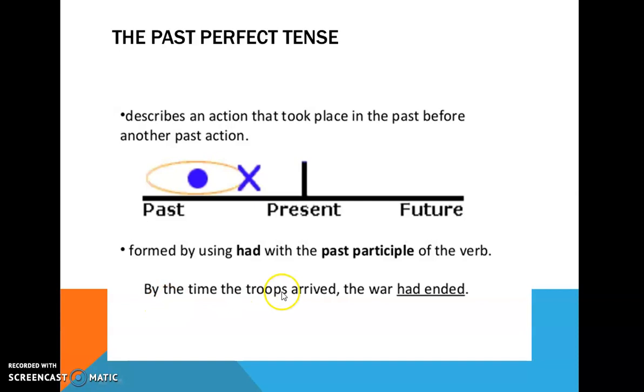By the time the troops arrived, the war had ended. It's important to know that we are going to use the past simple to express the action that happened later and the past perfect to express the action that happened before. As you can see, this one is identified with a circle and this one is identified with the X mark. So this one happened first. The war had ended by the time the troops arrived, okay?